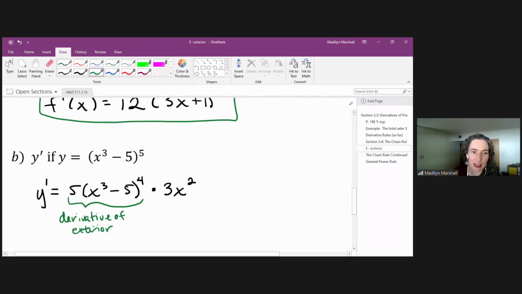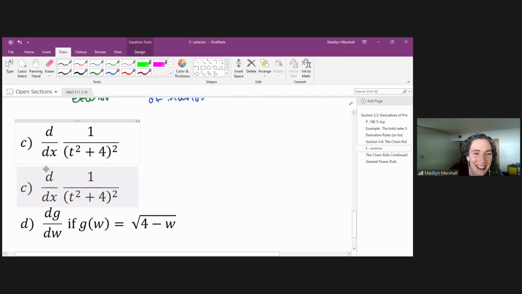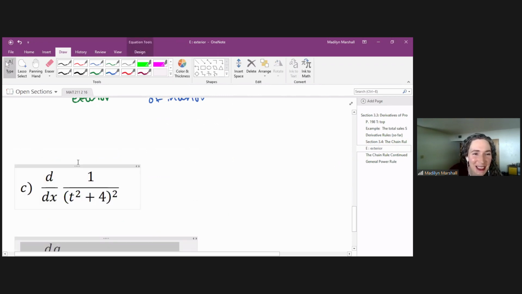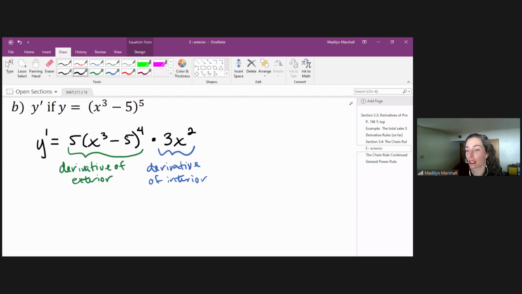Before I write that, I'm just going to make this little note again. I probably won't write this on every one, but just so we see it. We did the derivative of the exterior part first, which was just the power rule, and then we have the derivative of the interior. Once we have those two pieces, we should simplify.